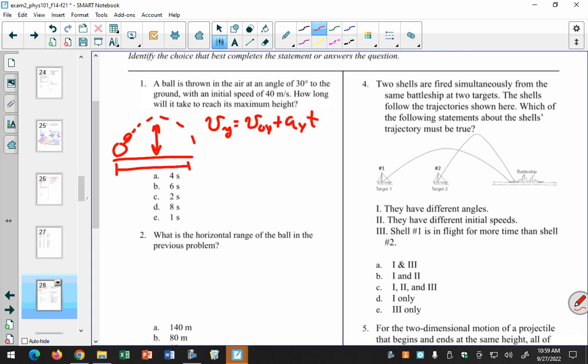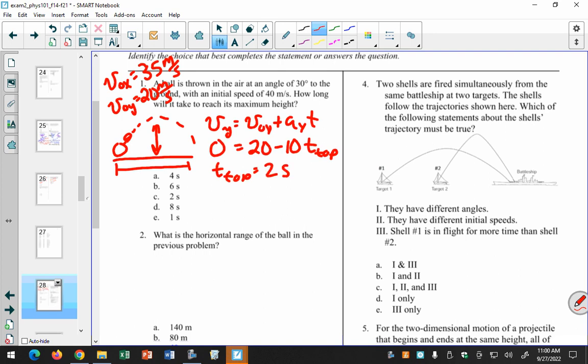I like to go ahead and just find my V naught x and V naught y. I recommend that you do that. You're just going to need it. V naught x is going to be 40 cosine of 30. That's 35. And then V naught y is 40 sine of 30. That's 20 meters per second. So just go ahead and find that as soon as you sit down with a problem, because you're going to need both of those. So here I have Vy at the top is 0. That's 20 minus 10 times t. This is t top. And so t top is equal to 2 seconds.